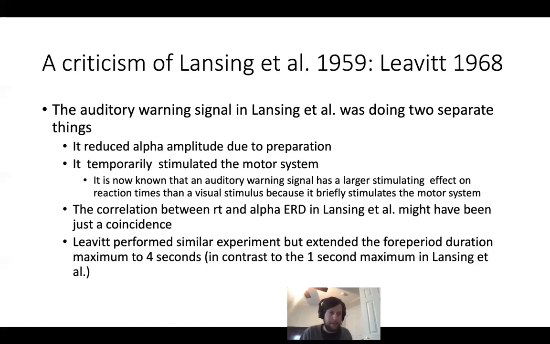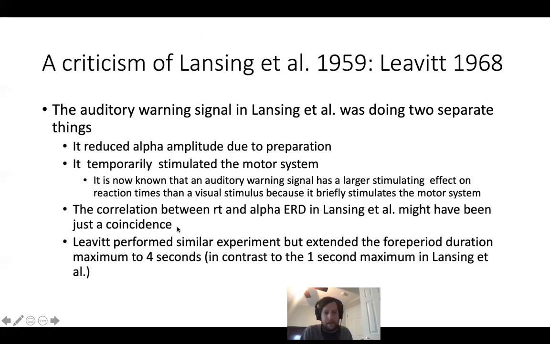But it takes a few seconds, or a few milliseconds, before it starts. And also, just as importantly, it's transient. The motor regions of the brain become activated when you hear a sound, but it lasts for just a short period of time. So that phenomenon, I'm kind of giving you the conclusion of all of this before I actually present the study of Levitt, 1968, probably could explain all of the findings from Lansing et al. 1959.